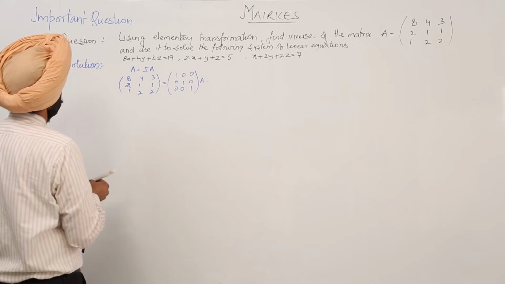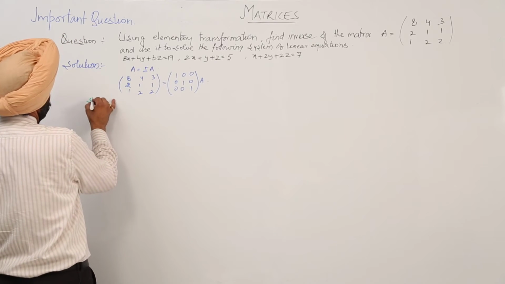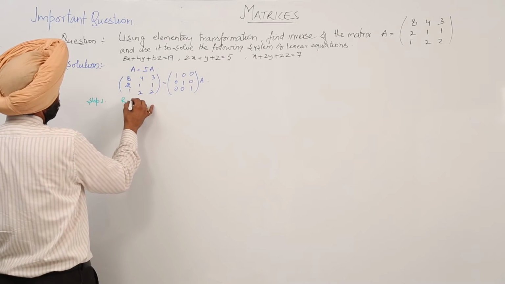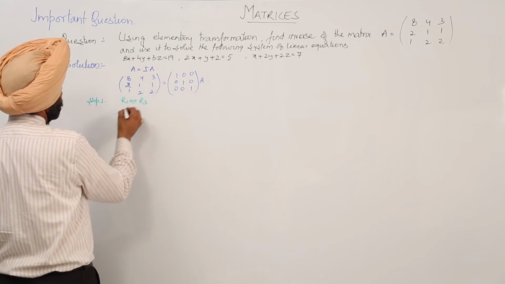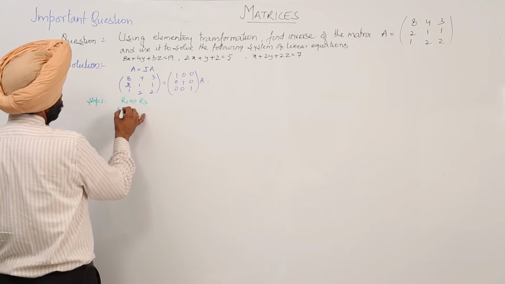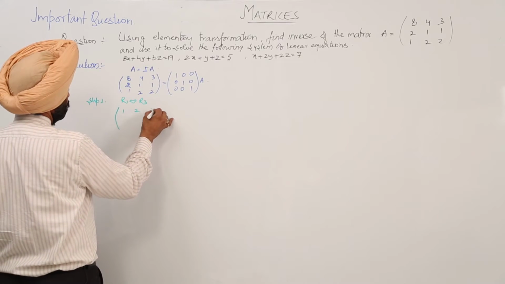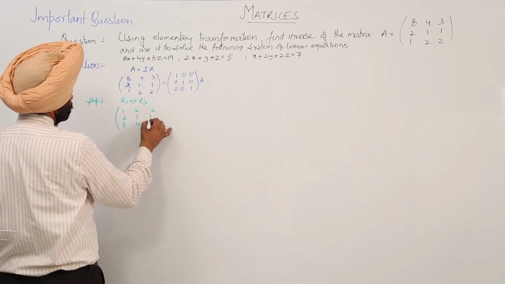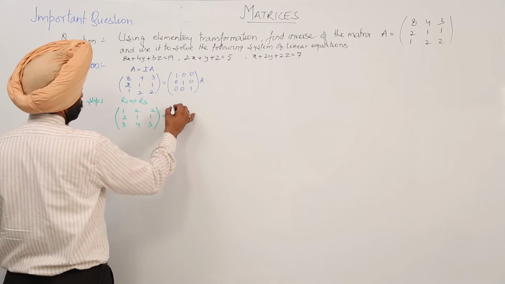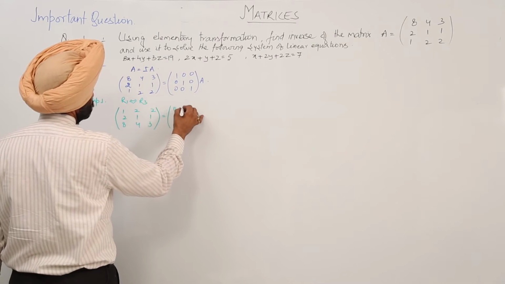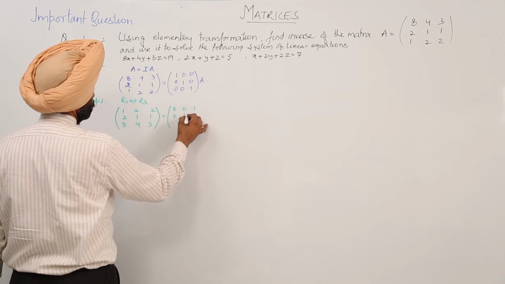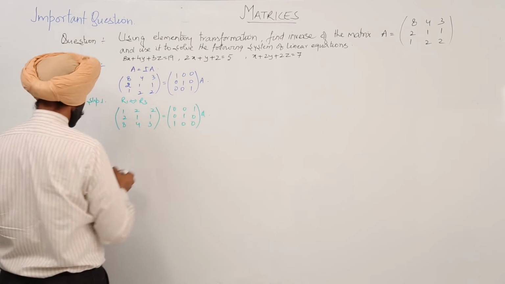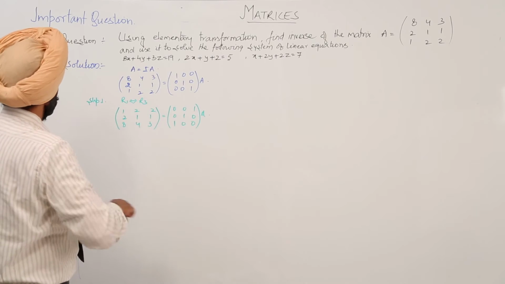Step 1 now. Interchanging the rows R1 and R3. Now we are having 1 2 2, 2 1 1, 8 4 3 with 0 0 1, 0 1 0, 1 0 0 as A. Step 2.